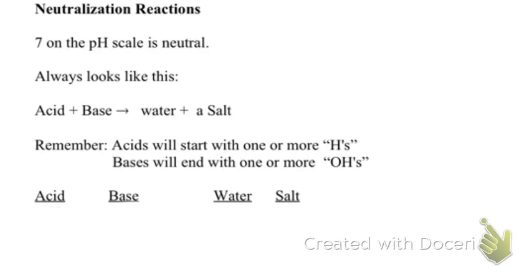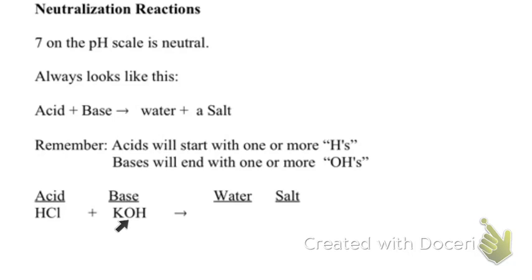Remember, it always follows the sequence acid plus base turns into water plus a salt. So we'll always label our acid, base, water, salt. Our acid is HCl. I know this one is the acid because it starts with an H, and acids will start with one or more H's. This is my base, KOH. I know it's a base because bases will end with one or more OH's.